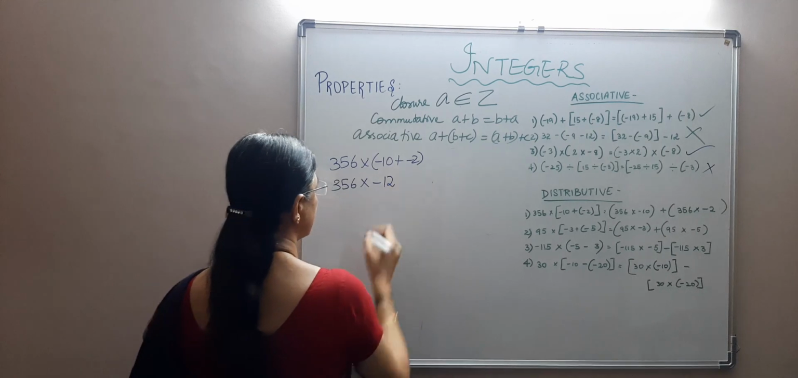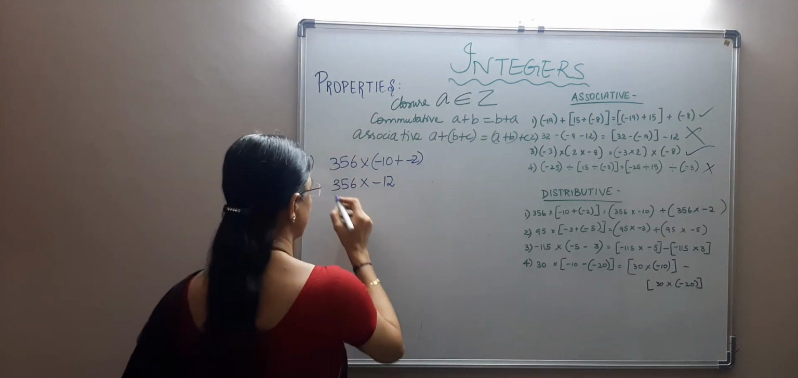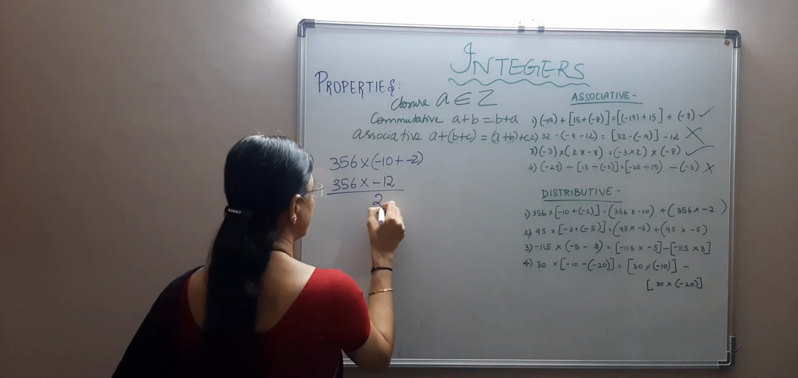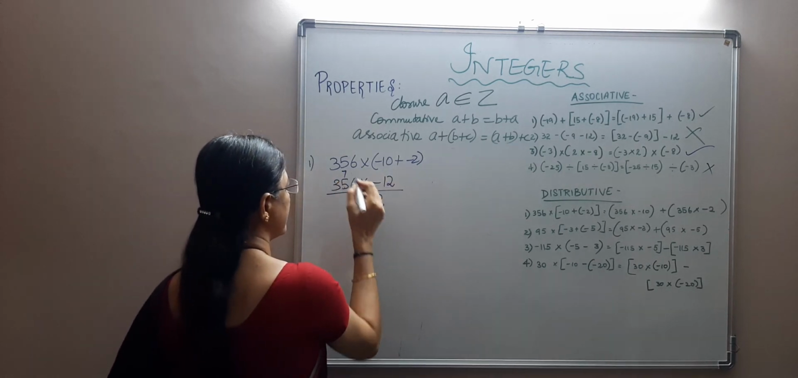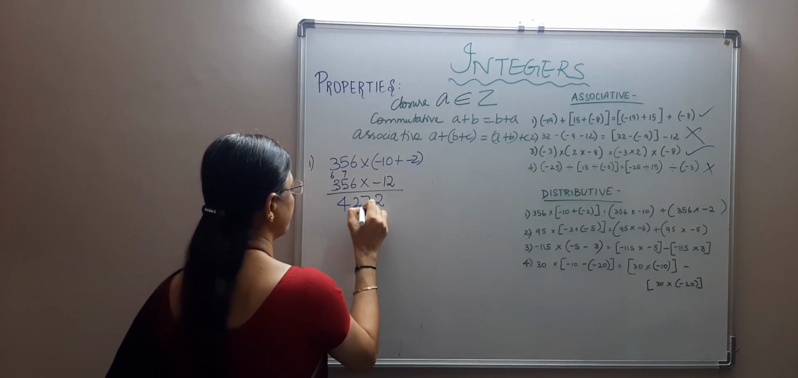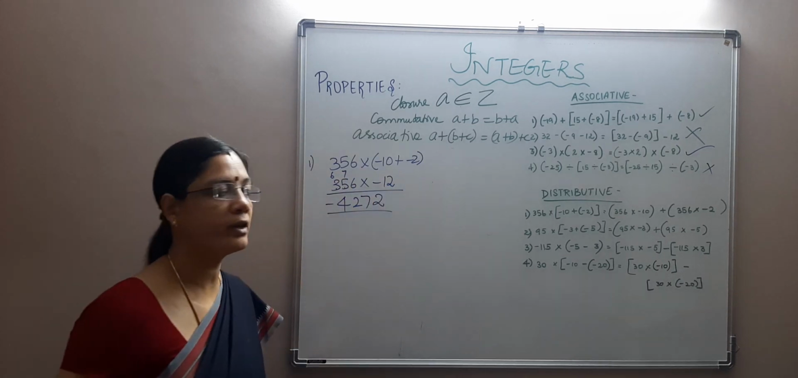So that is minus 12 times 356. So what is 356 into minus 12? 12 6s are 72. Then 12 5s are 60, 67. 12 3s are 36, 42. So 4272 is my answer for the left side.